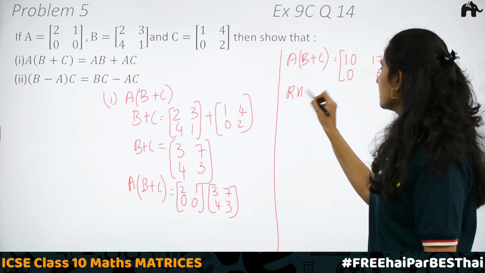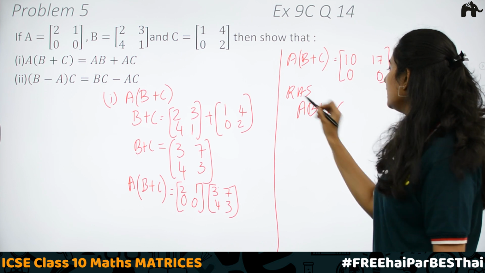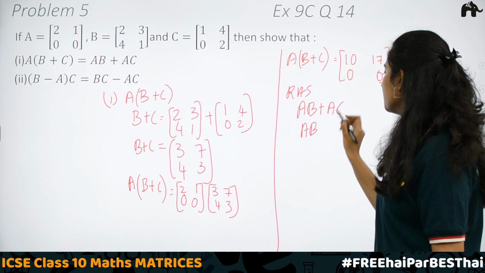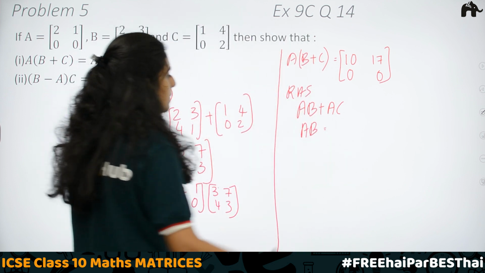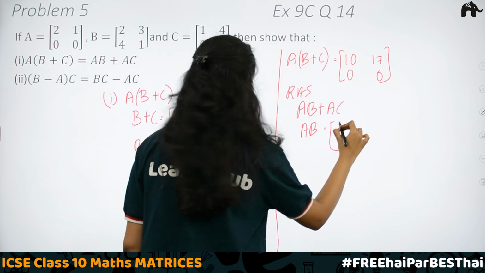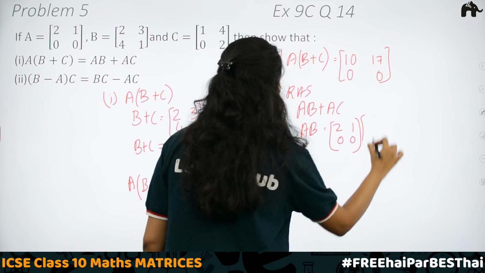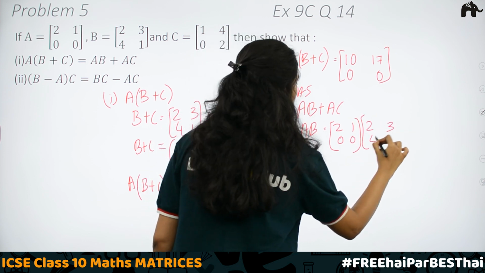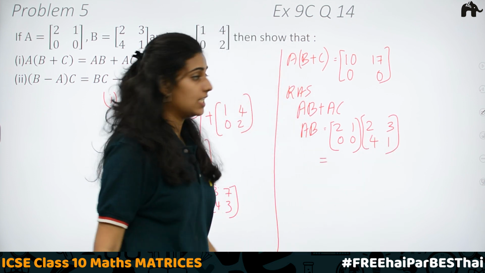Next, we need to find AB plus AC. RHS is AB plus AC. Separately, we need to find AB and AC. AB will be equal to matrix A into matrix B. What is matrix A? A is 2, 1, 0, 0 and B is 2, 3, 4, 1.